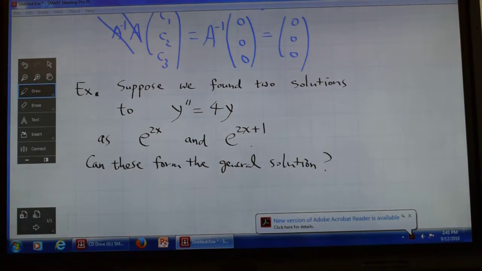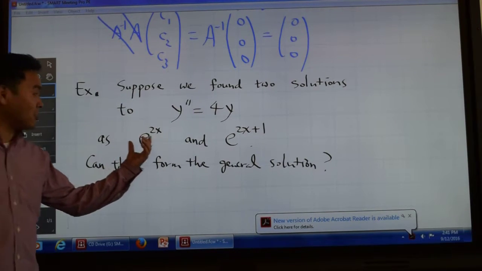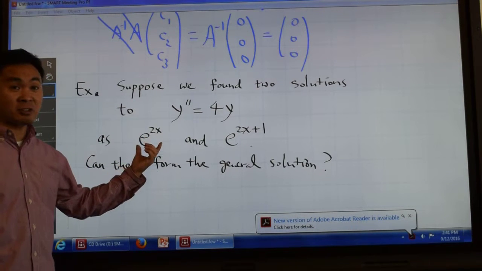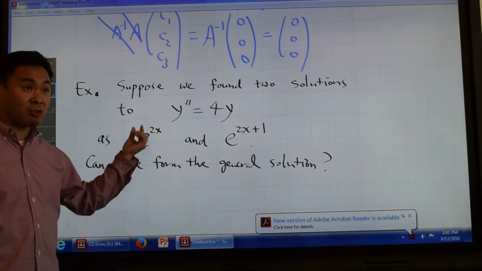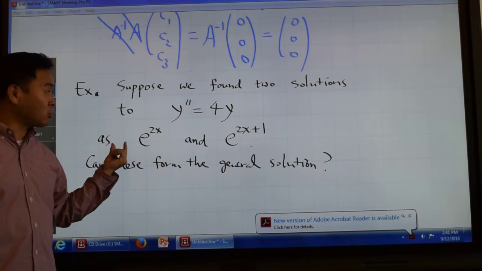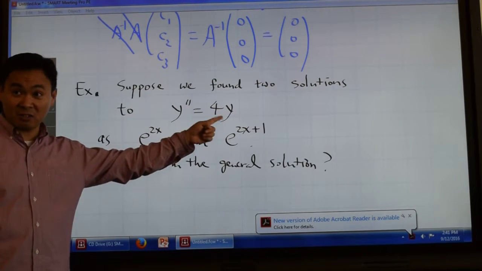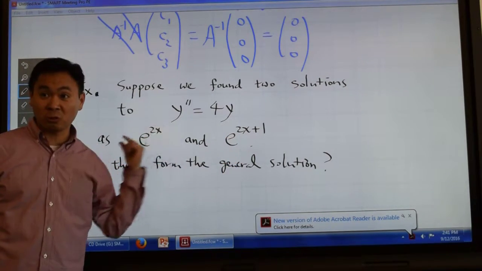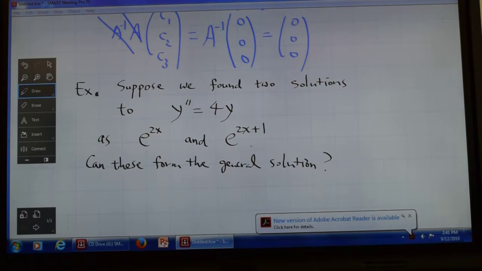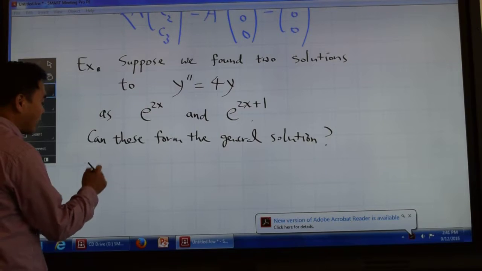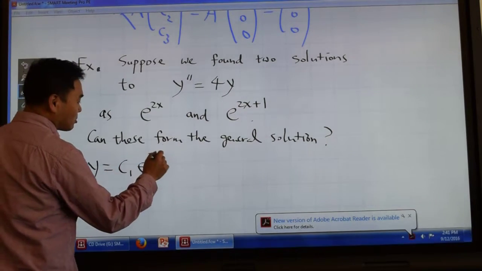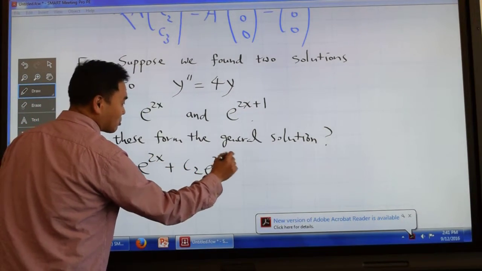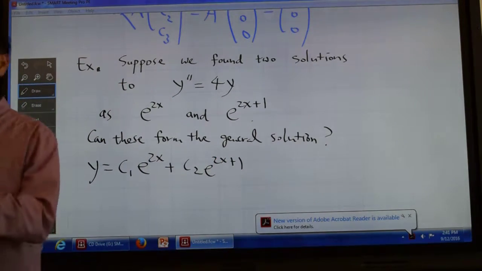What do you think? What's your hunch? Can we use these 2 solutions? I mean, you can actually show that they are individually solutions. If you differentiate this twice, every time you differentiate, 2 comes in front, right? So if you differentiate twice, you get 4, which is exactly this right side. Okay? So you can check that this is a solution. You can also check that this is a solution, so we have 2 solutions. Question is, can we use them to form the general solution? In other words, can we just say y equals c1 e to the 2x plus c2 e to the 2x plus 1? We have 2, now we're done. Okay. Can we say that?